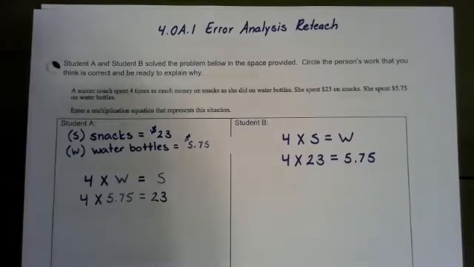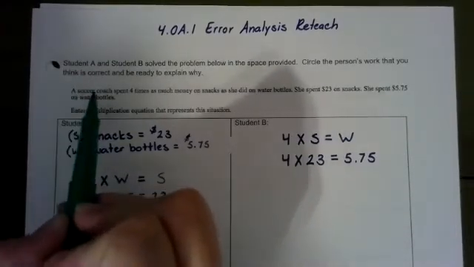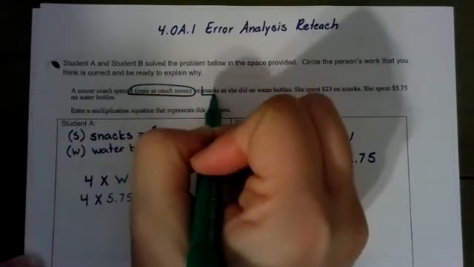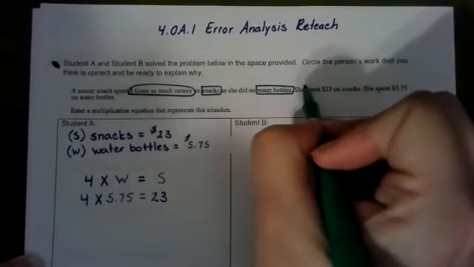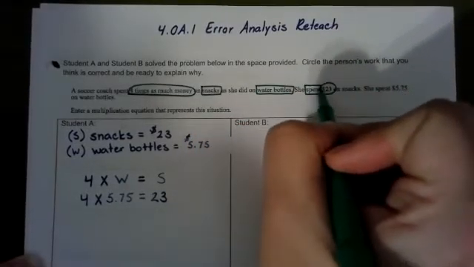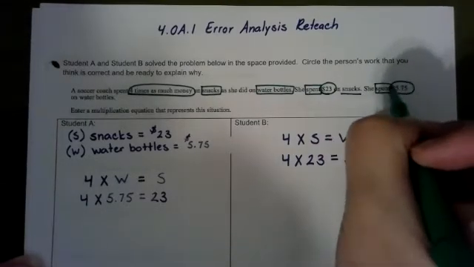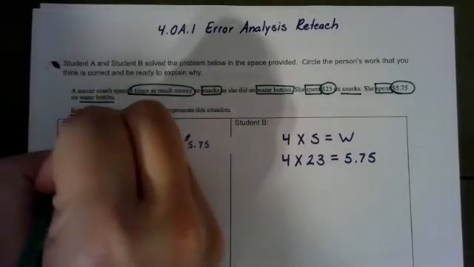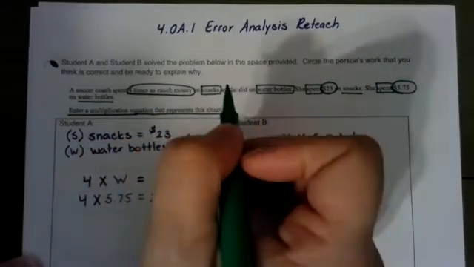Let's look at this problem and see if we can look at these two pieces of student work. The problem's a little bit small, so I'll annotate it while I read. A soccer coach spent 4 times as much money on snacks as she did on water bottles. She spent $23 on snacks. She spent $5.75 on water bottles. Enter a multiplication equation that represents this situation.